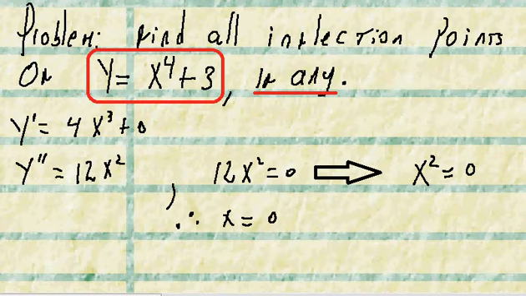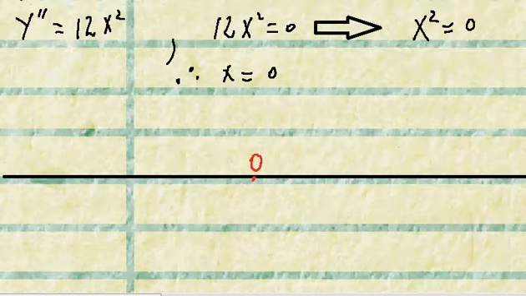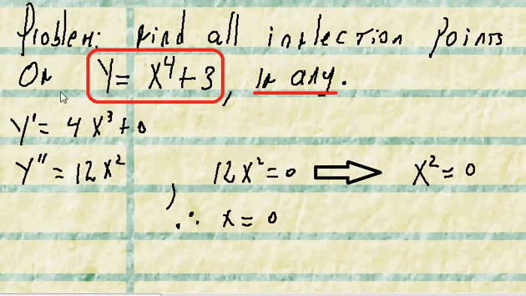Okay, well, unfortunately, we're not done, because we still have to see if we have an inflection point when x equals 0. So what I'm going to do is create a real line here, and plot the value 0 right here. Now the domain of this function, y equals x to the 4 plus 3, because it is a polynomial, is all real numbers.